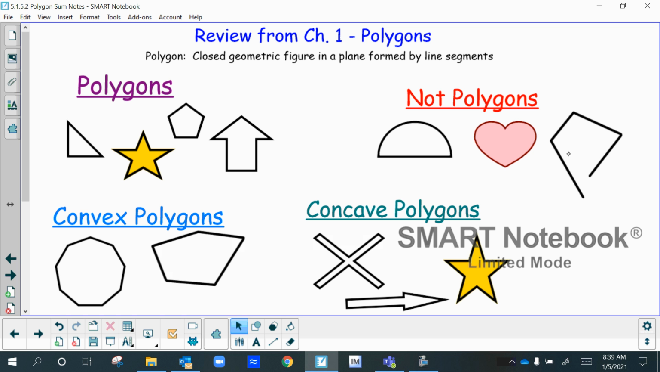Over here, these are all not polygons, okay? These are curved in all sorts of ways. This one does not close right here. This one could have been if they connected it with one last segment right here.